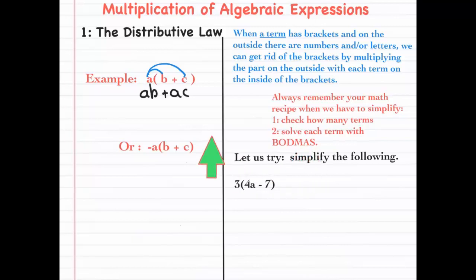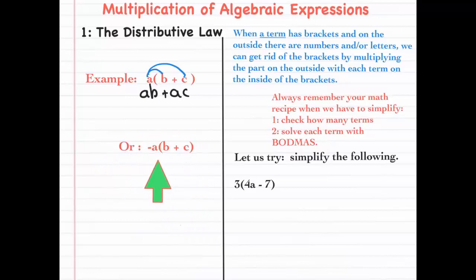Can I add or subtract? No, I cannot add these two because they are not the same thing. You can only add the letters that are exactly the same with exactly the same exponents. There's an A, but look, that term is called AB, and that term is called AC, so they're not the same thing. Now, let's try another example.